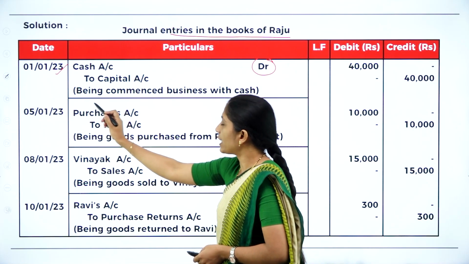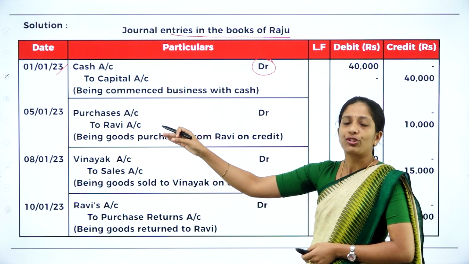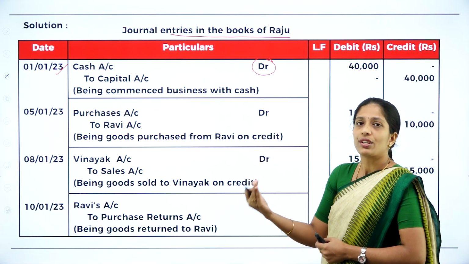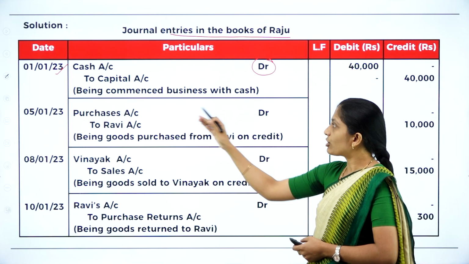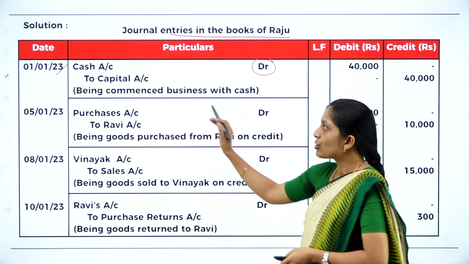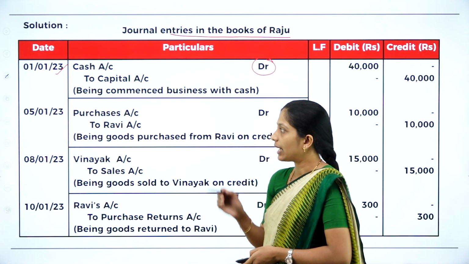Next, you will draw a line only to the particulars column. No need to draw columns for the date as well as your amount column, because your journal entry continues. You will draw a line only to the particulars column. So hope you are clear. So the first entry is cash account debit to capital account.